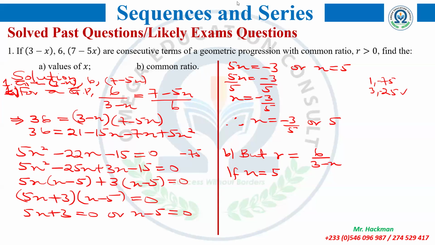So if X is equal to 5, our R will be equal to 6 over 3 minus 5, which will give us R to be equal to... Are you trying to say that because they are saying R is greater than 0, we can't use the negative fraction? I haven't said that. I said you are supposed to test for R for each of these values.